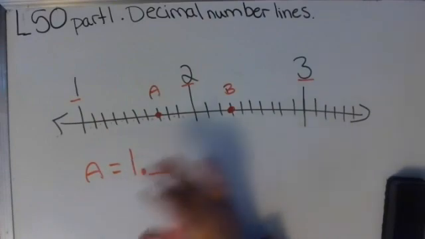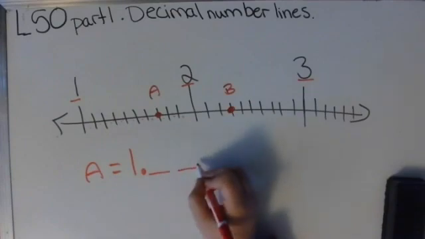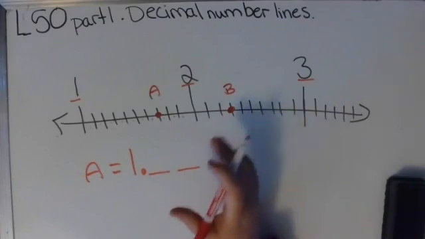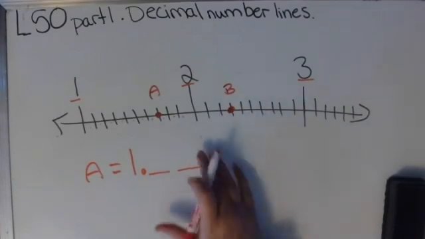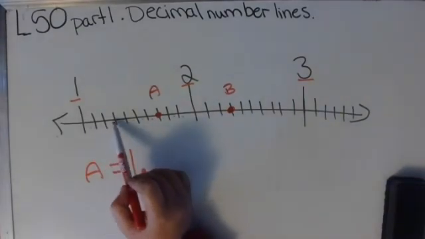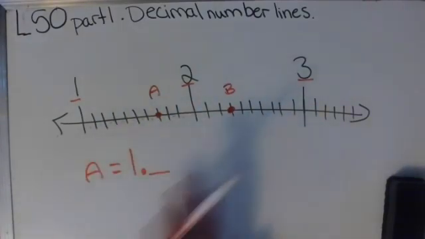Okay, if there were 100 pieces between 1 and 2, you'd be looking at the hundredths, and potentially tenths and hundredths. Okay, if there were 1,000, you'd be looking at thousandths. If there were 10,000, you'd be looking at ten-thousandths. But right now we're looking at the tenths because there are 10 pieces, 1, 2, 3, 4, 5, 6, 7, 8, 9, 10 between 1 and 2.